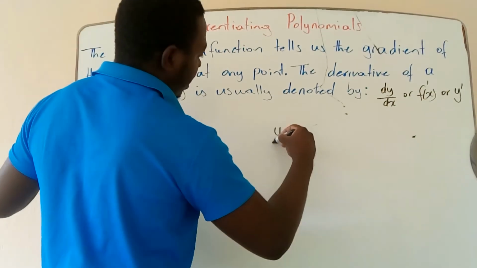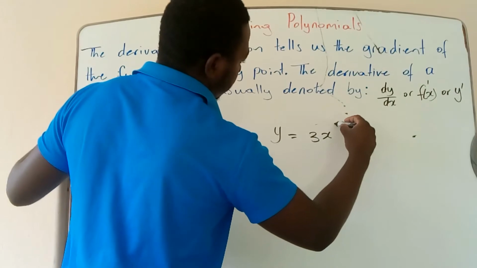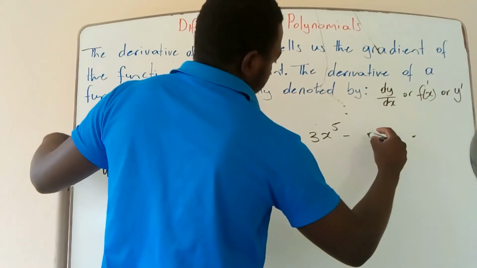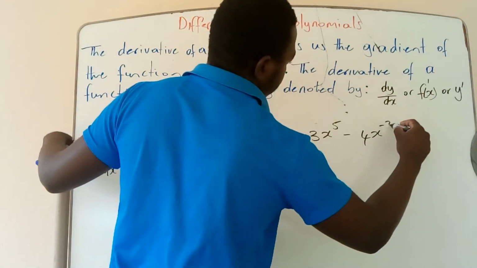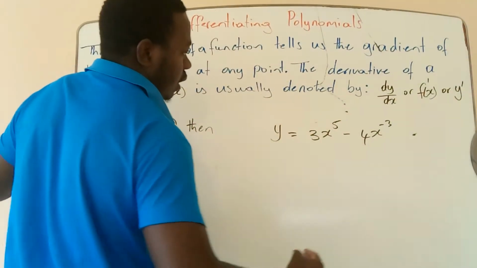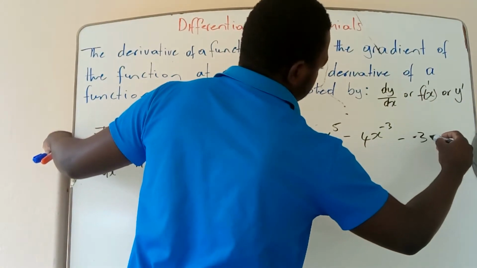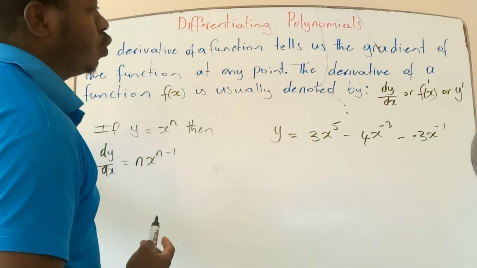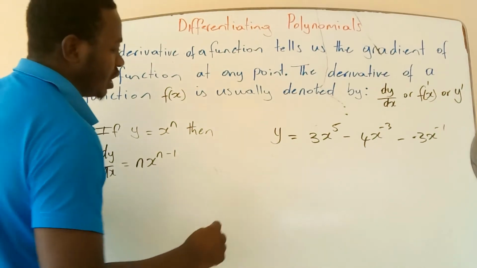So y is equal to 3x to the 5th power, minus 4x to the negative 3, minus 3x to the negative 1. And you are asked to differentiate this function with respect to x.